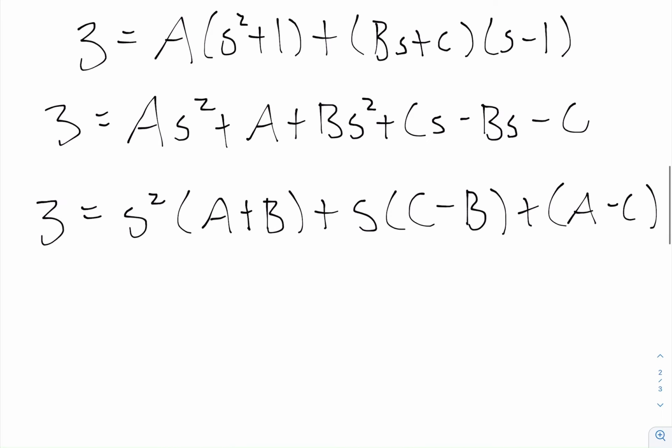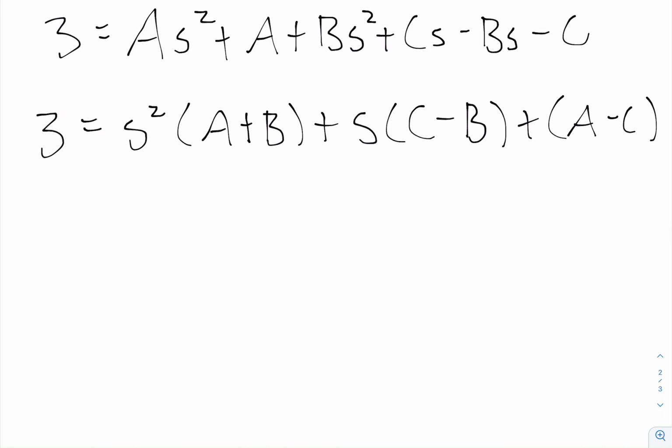So remember with partial fraction decomposition, we try to get certain terms equal to 0. This left side here is a constant. If it's a constant, that means it's not reliant on s. No variables are involved. So see how these first two terms have an s? That means that they can't exist, meaning A plus B has to be equal to 0, and C minus B has to be equal to 0.